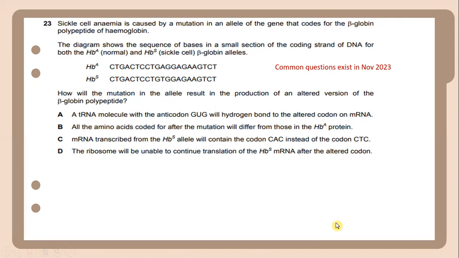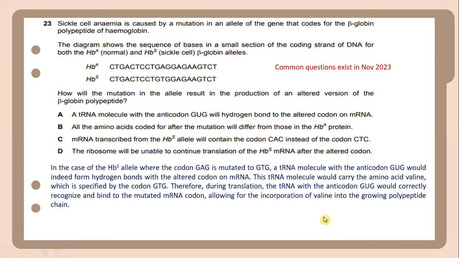23. This is also a common question which already existed in November 2023. Sickle cell anemia is caused by a mutation in an allele of the gene that codes for the beta-globin polypeptide of hemoglobin. The diagram shows the sequence of bases in small sections of a coding strand of DNA for both the HBA normal and HBS sickle cell beta-globin alleles. How will the mutation in the allele result in the production of an altered version of the beta-globin polypeptide?